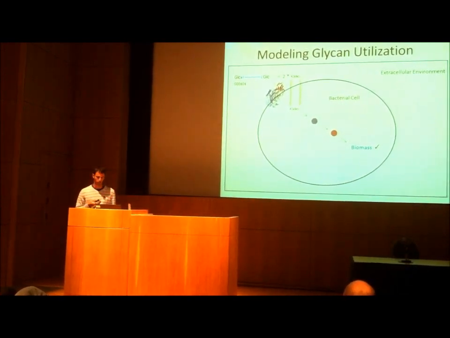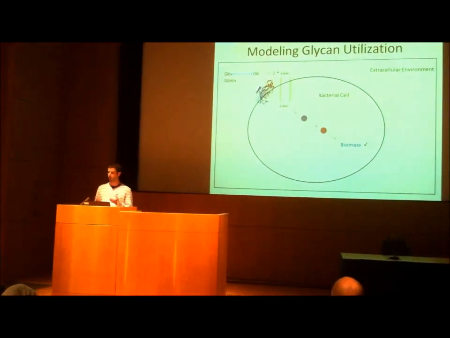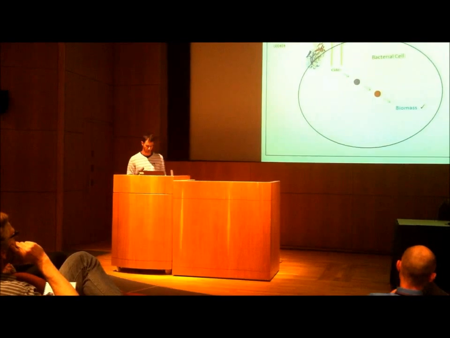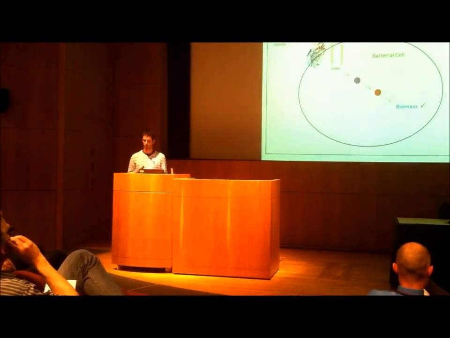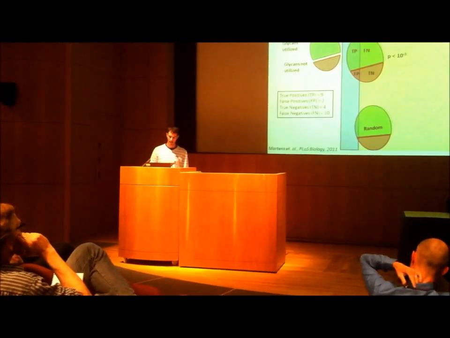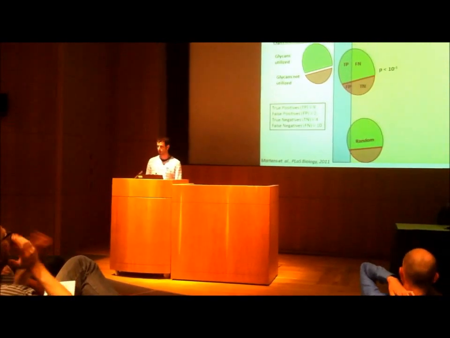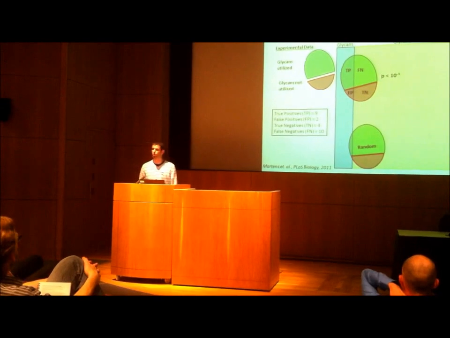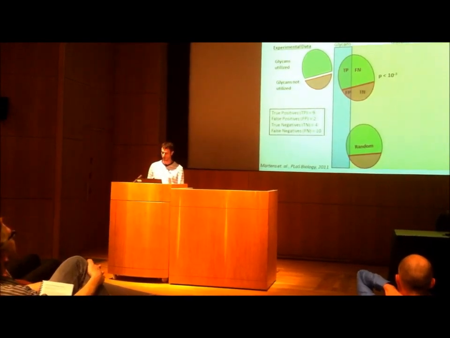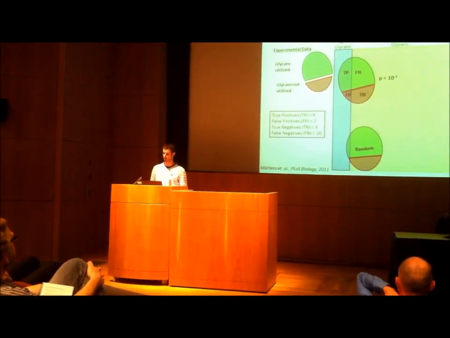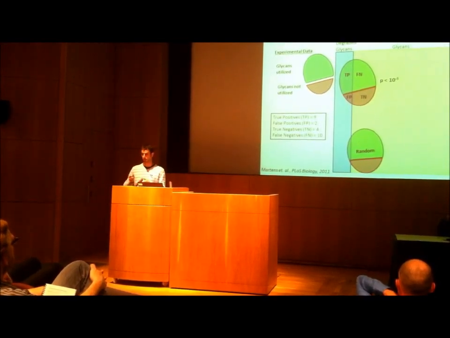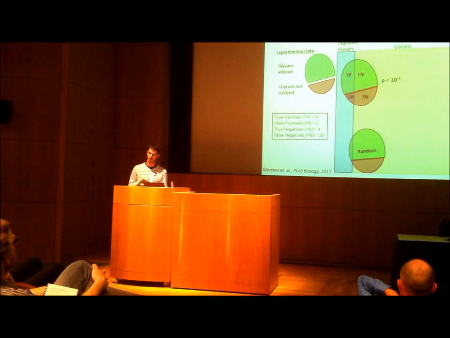Now we wanted to ask, okay, this is all very nice, but do we have meaningful, accurate predictions of the species utilizing a certain glycan? And we used recently published data by the Gordon lab, where they took two Bacteroides species and grew each of them in vitro, independently, changing the glycan each time.